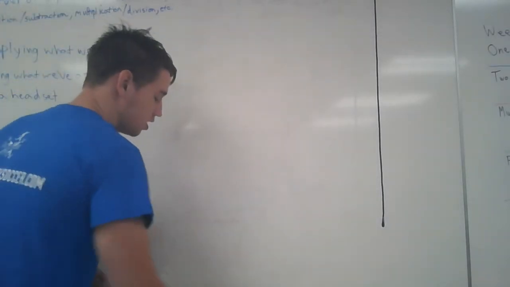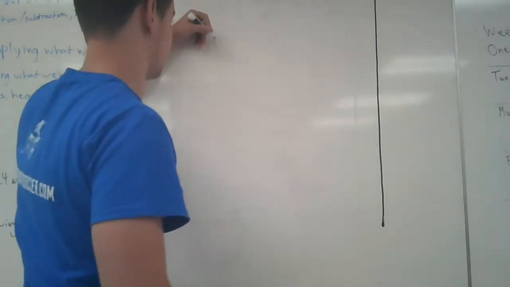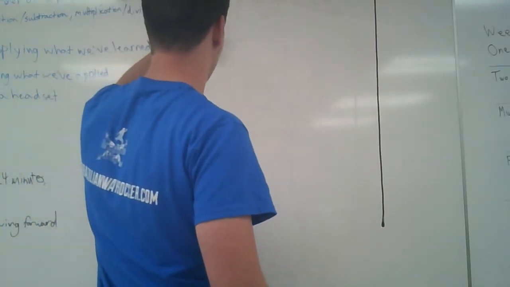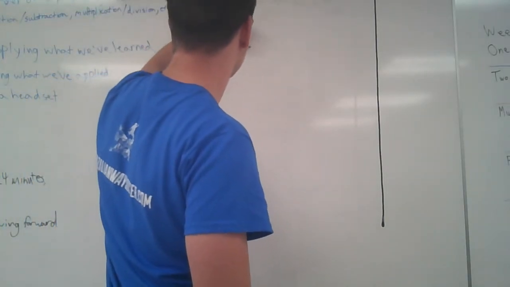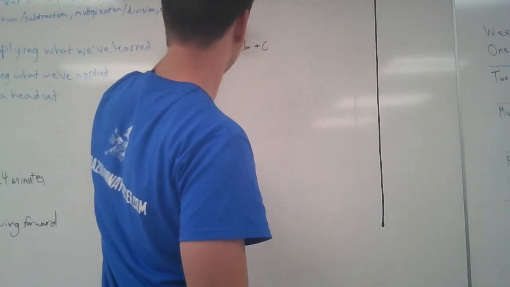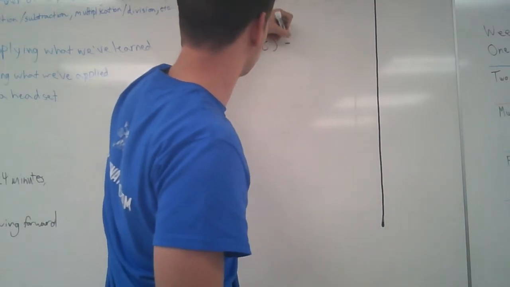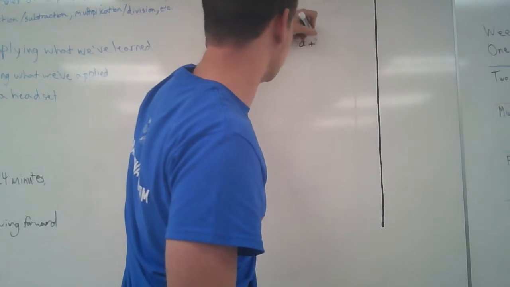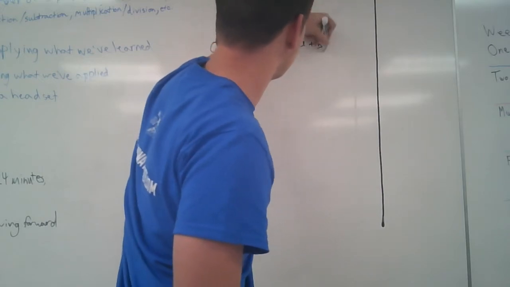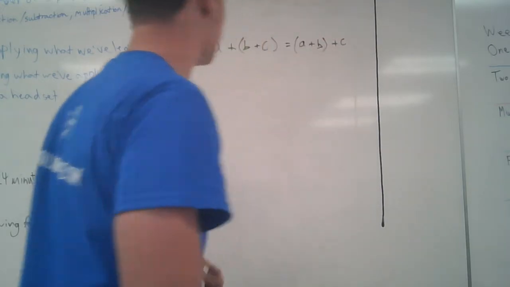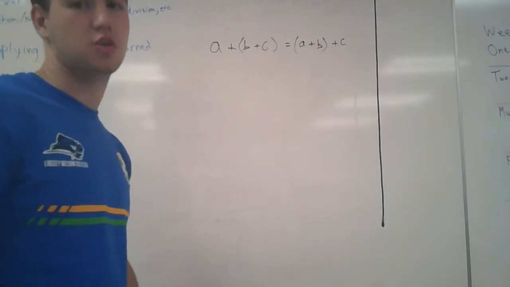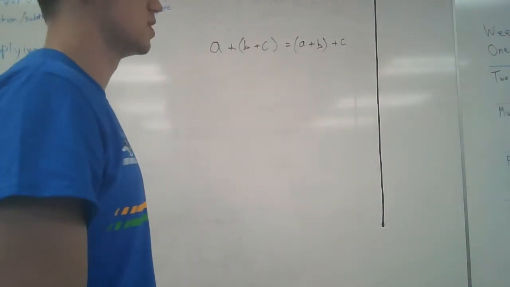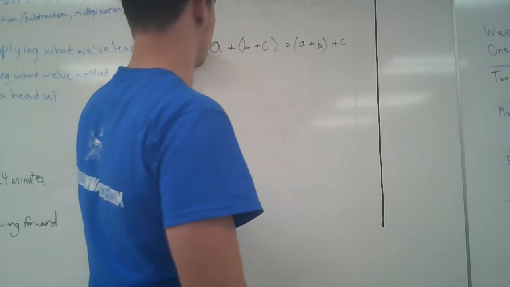First, we have the associative property, meaning (A + B) + C equals A + (B + C), meaning no matter which order you add, left and right, you can do the same thing.